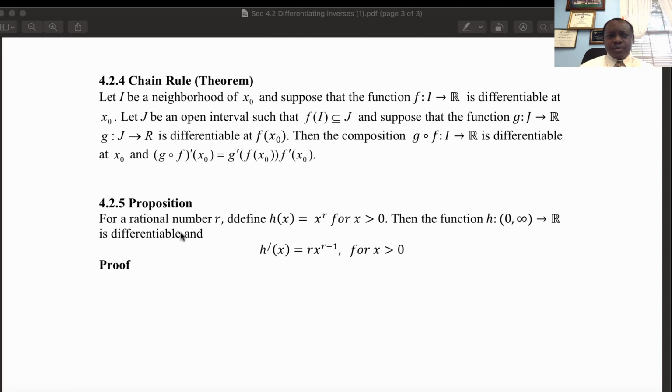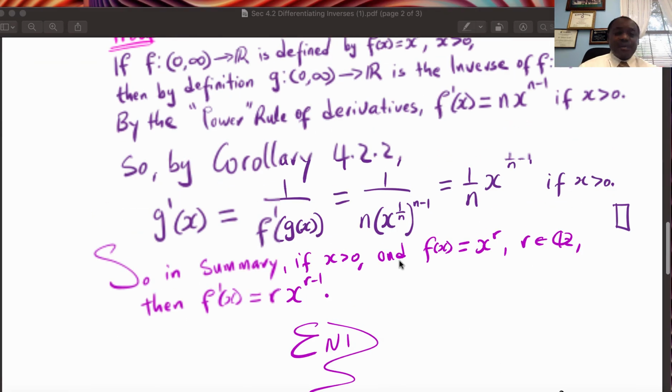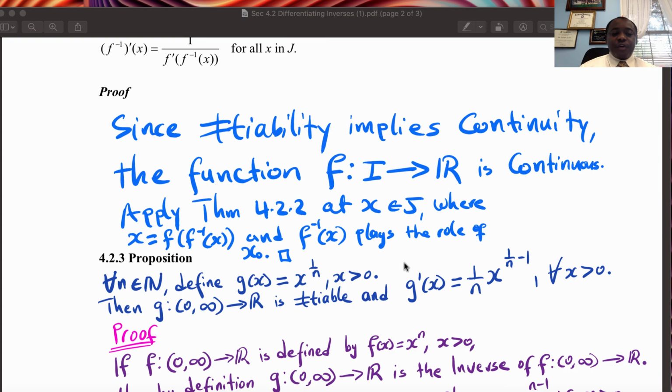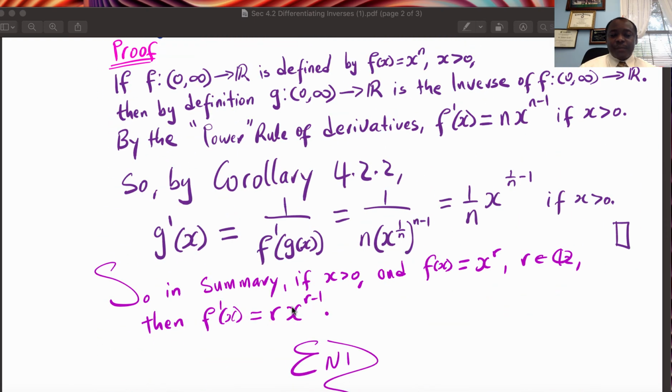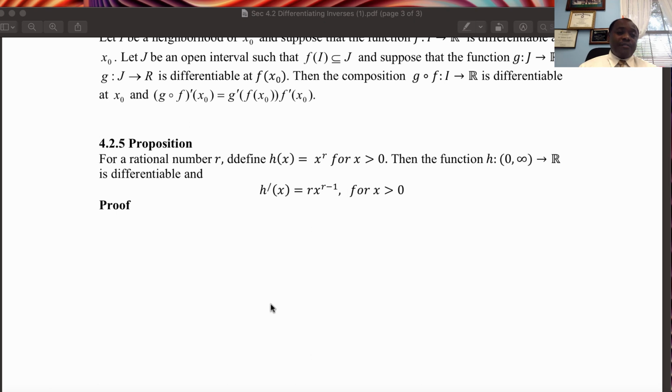Let's look at the proposition that goes with that very easily. Proposition 4.2.5, for a rational number r, define h of x to be x raised to the power r for x greater than 0. Then the function h from the open interval 0 infinity to R is differentiable, and the first derivative is r x raised to the r minus 1 for x greater than 0. We already mentioned this when we looked at proposition 4.2.3. So the detailed write-up for the proof of proposition 4.2.5 is left as a simple exercise for serious students.